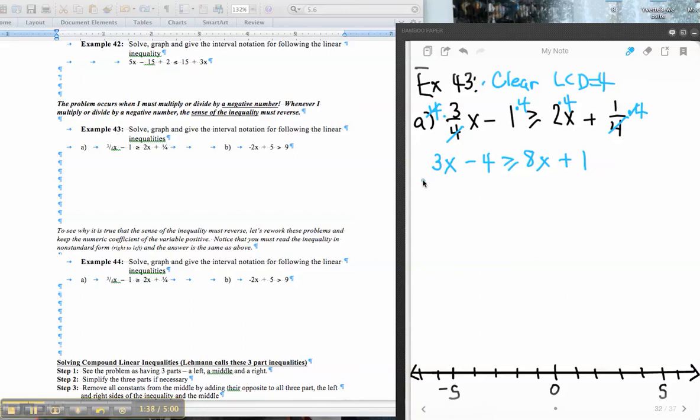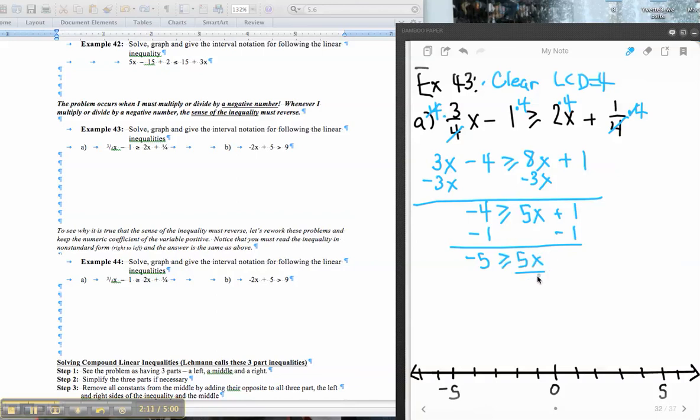Now if we wanted to keep the variables positive, which a lot of times we do, we would move it over to this side, and we're not going to see any problems with having to reverse the sense of the inequality, because we're not going to multiply or divide by any negatives then. 8 minus 3, which is 5x, and then plus 1, and then move the numbers over to the left hand side, and we see negative 5 is greater than or equal to 5x, and multiply by the reciprocal of 5, which looks like division, of course, because it is.